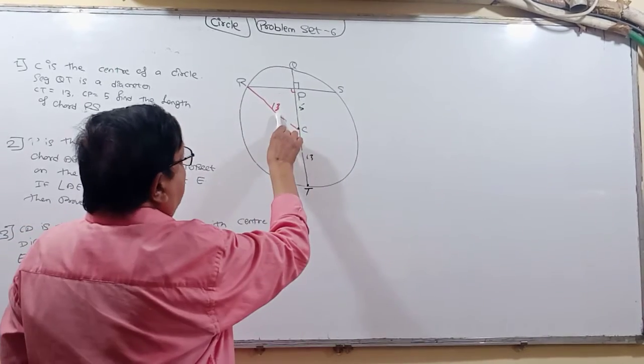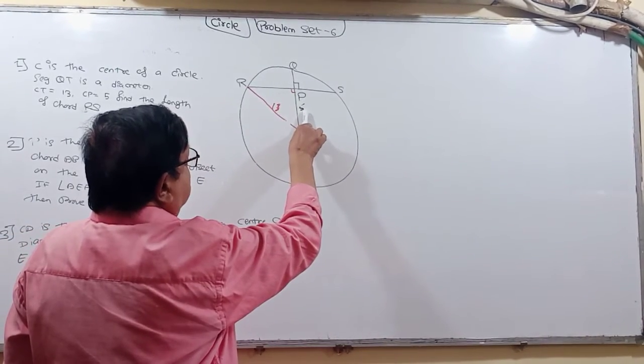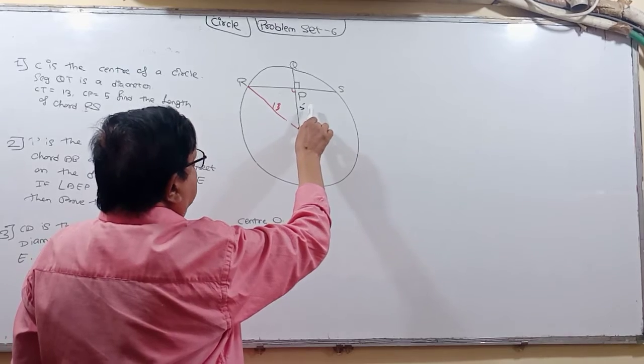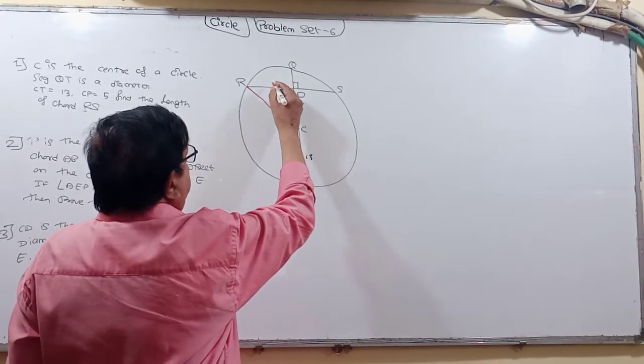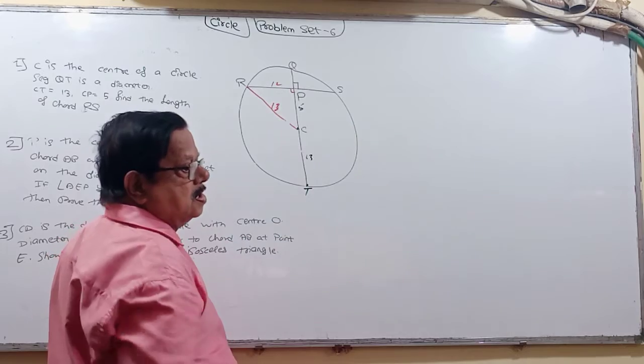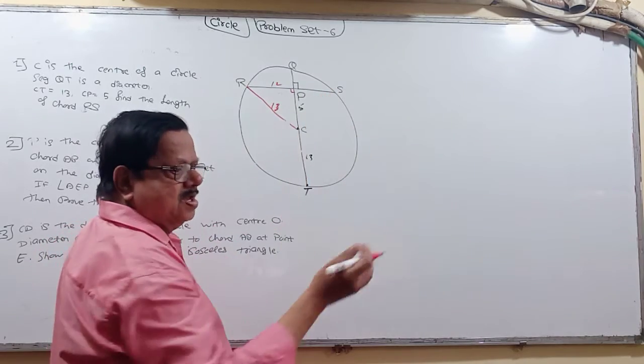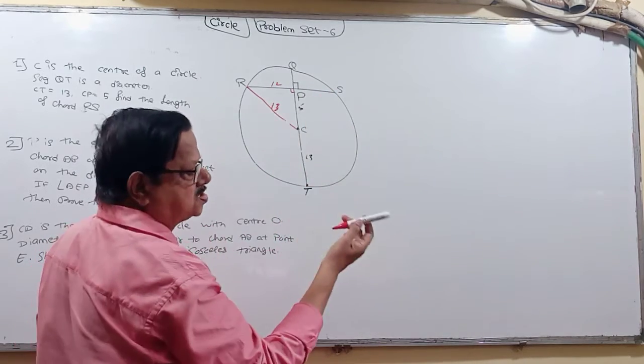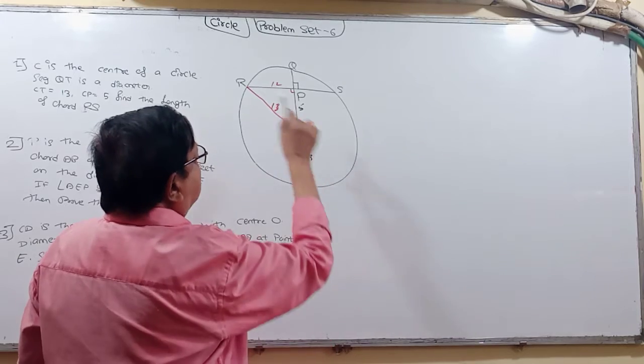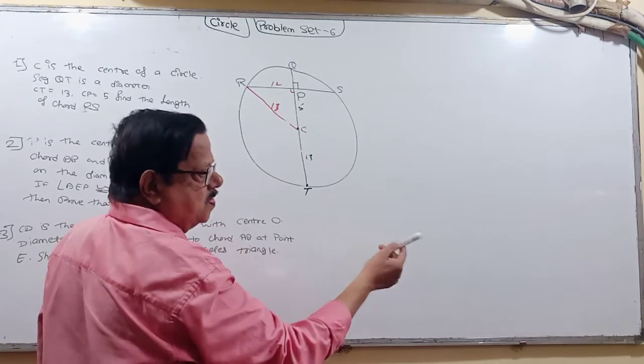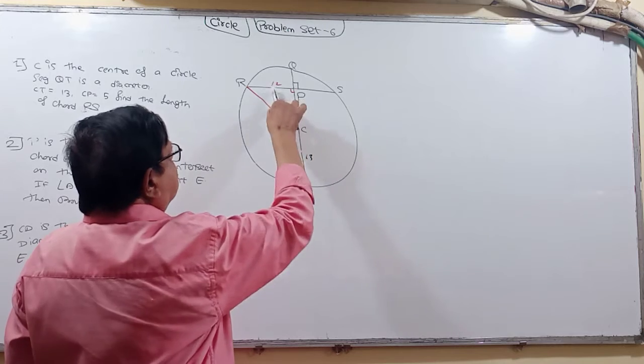You know, 13 square minus 5 square is equal to 144. Square root of 144 is 12. We got this 12. These all become by heart. So 13 square is 169. 5 square is 25. 169 minus 25 is 144. The square root of 144 came as 12.